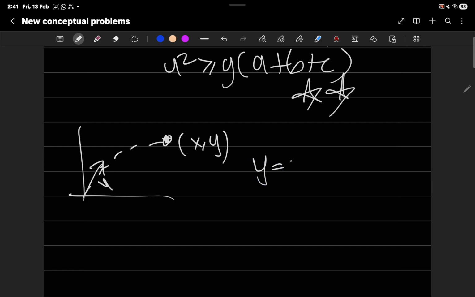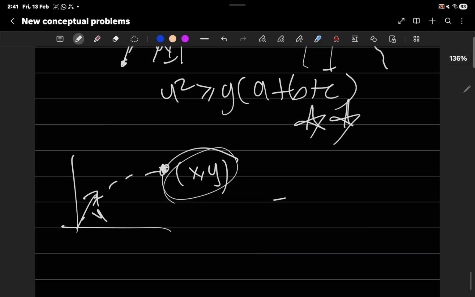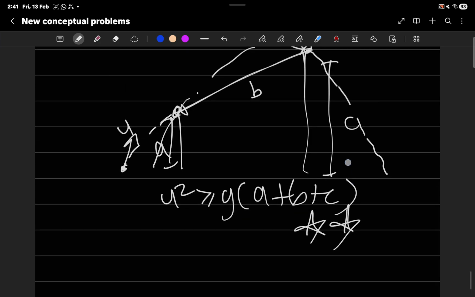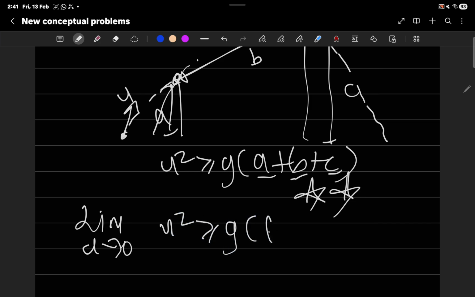Simply they write y is equal to u square by 2g, and then solve further from there. But this is not the case. This doesn't have to be the maximum height of the projectile for it to be the minimum velocity. So we'll use this result right over here. Since this is true for all a, b and c, if I limit a to 0, this will just become u square equal to g times (b plus c).